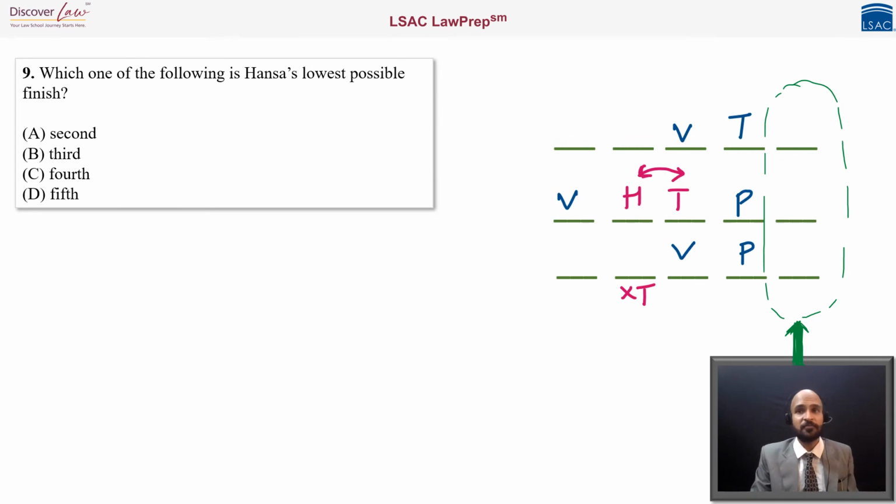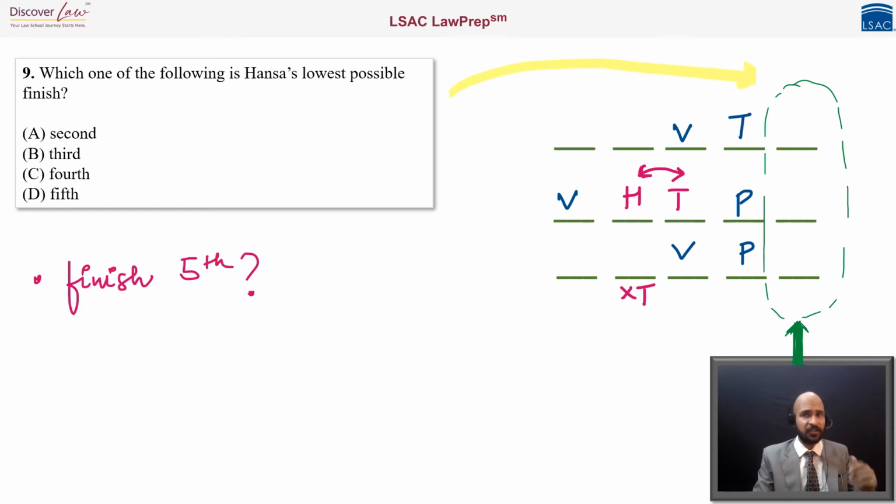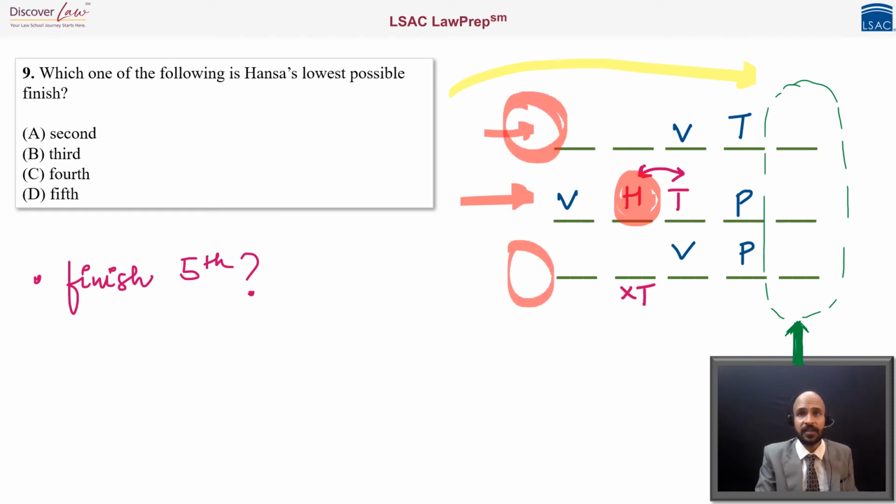So let us start off by seeing if it is possible for Hansa to finish in the fifth position. As you can see, this is the fifth position slot. Now, is it possible? You can see that in the second case it is not possible because Hansa is in the second position. But in cases 1 and 3, definitely H could be here. Therefore, if the question is, is it possible for Hansa to finish fifth, the answer to that is yes. And therefore, the answer to this question is option D, fifth.